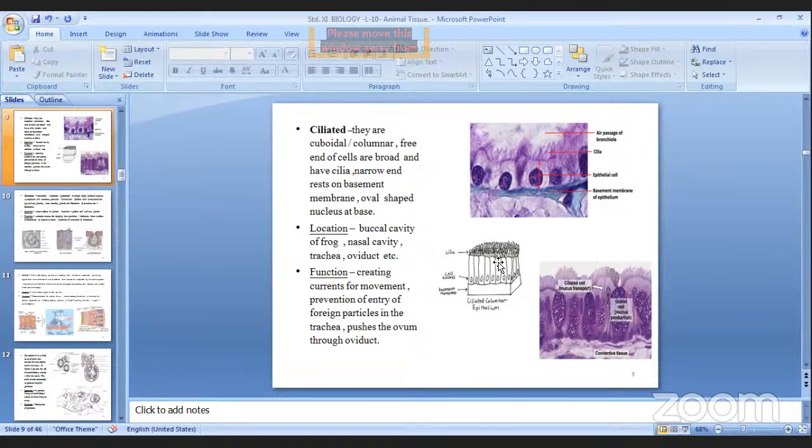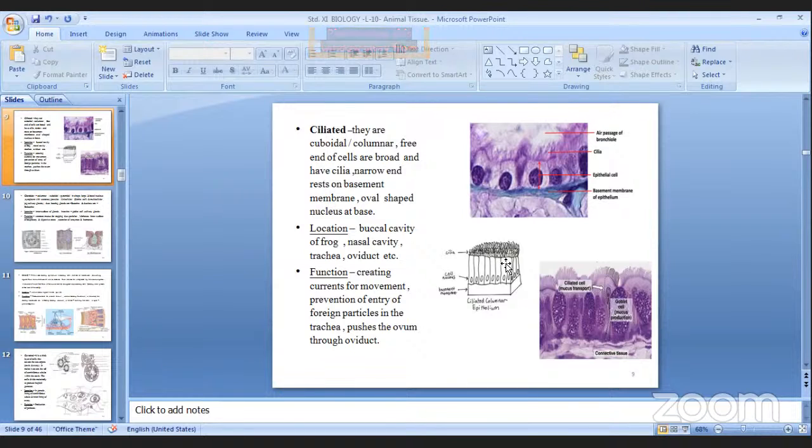Here I'm telling you, one end of the cell is attached to the basement membrane. The other end is the free end, and this free end bears a number of tiny hair-like structures, and these structures are known as cilia. These cilia help in sweeping movement or in movement purposes. For example, in paramecium, they are on the body surface, so they help in movement of the whole organism, right?